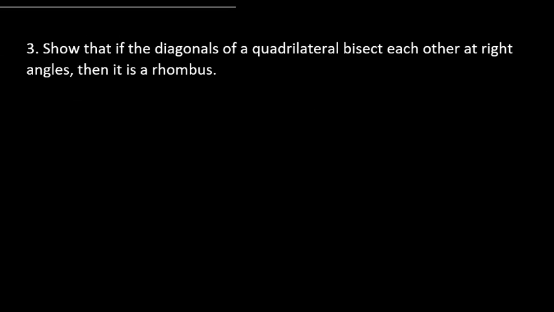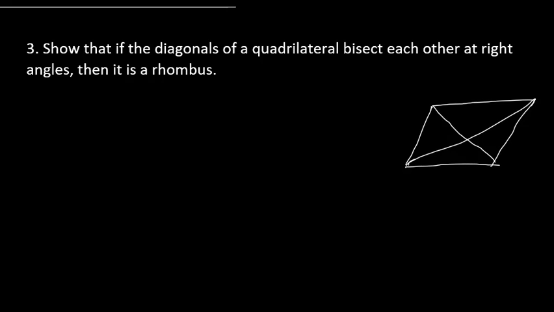Next question. Show that if the diagonals of a quadrilateral bisect each other at right angles, then it is a rhombus. Now, no parallelogram, nothing. Some kind of quadrilateral is given. What is given? The diagonals are bisecting each other at right angles. Definitely, when diagonals bisect each other at right angles, I will get something like a rhombus. So it is better that instead of drawing any type of quadrilateral, I draw a rhombus-type quadrilateral. So this ABCD is looking like a rhombus.